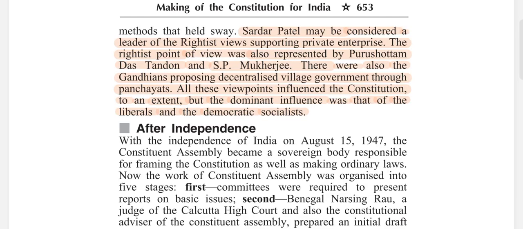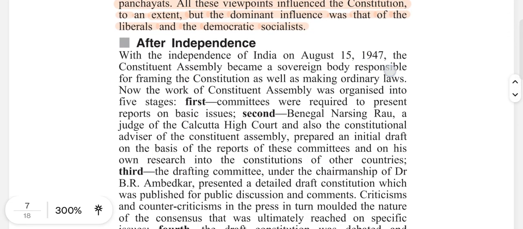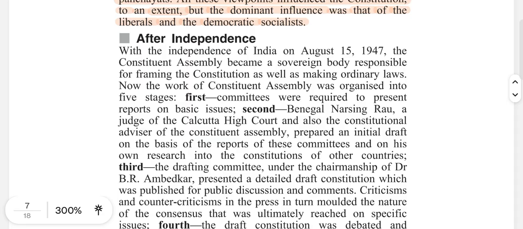Sardar Patel may be considered a leader of the rightist views supporting private enterprise. The rightist point of view was also represented by Purushottam Das Tandon and S.P. Mukherjee. There were also the Gandhians proposing decentralized village government through panchayats. All these viewpoints influenced the Constitution to an extent, but the dominant influence was that of the liberals and the democratic socialists. With the independence of India on August 15, 1947, the Constituent Assembly became a sovereign body responsible for framing the Constitution as well as making ordinary laws.